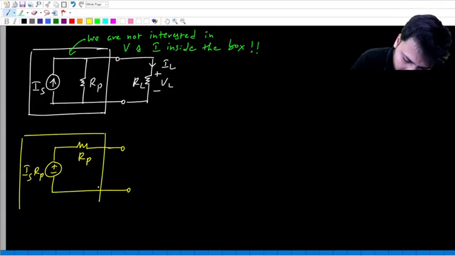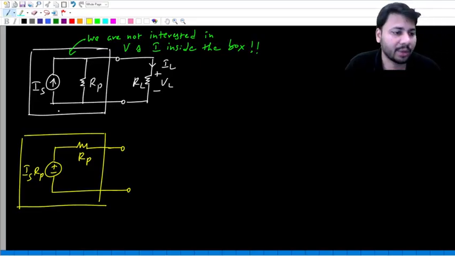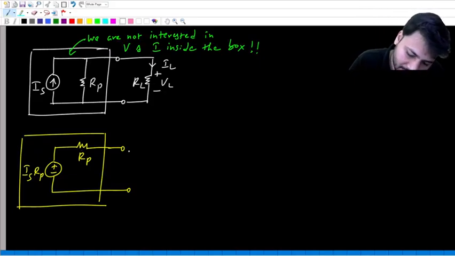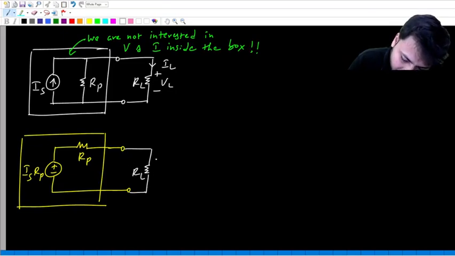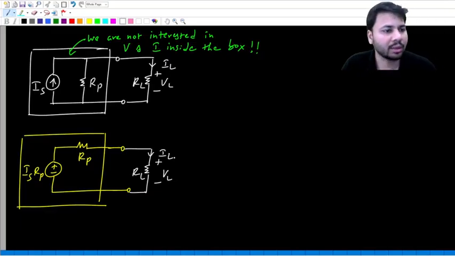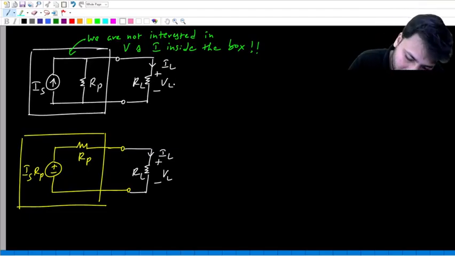So the original white color box contains a current source in parallel with resistance, which has been modified into the yellow color box, which now contains a voltage source in series with the resistance. But still outside the box we connect the same thing, RL. This is the load voltage, this is the load current. Now in both the cases, the load voltage and load current will remain the same. That is the whole point. So this is VL1, this is IL1, this is IL2, this is VL2.